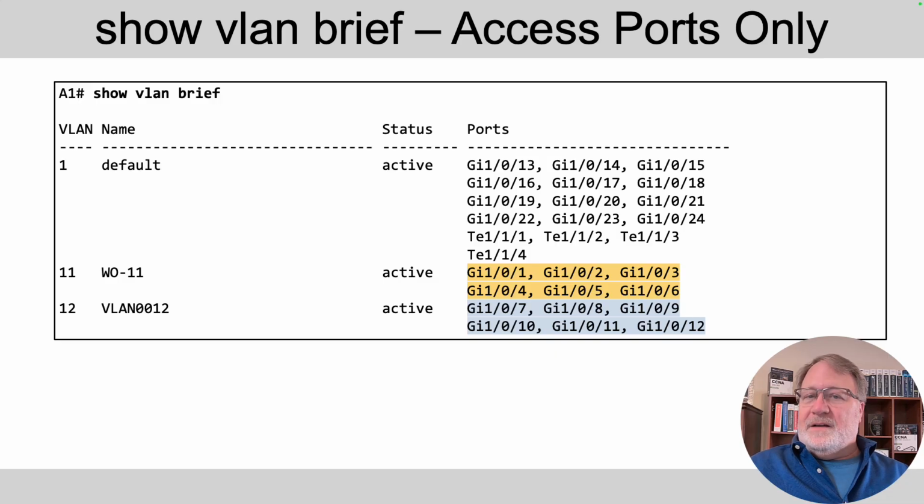With the show vlan commands, let's talk about those again. Now that we've configured 6 ports into VLAN 11 and 6 access ports in VLAN 12, we're going to see different output now, right? Show vlan brief.